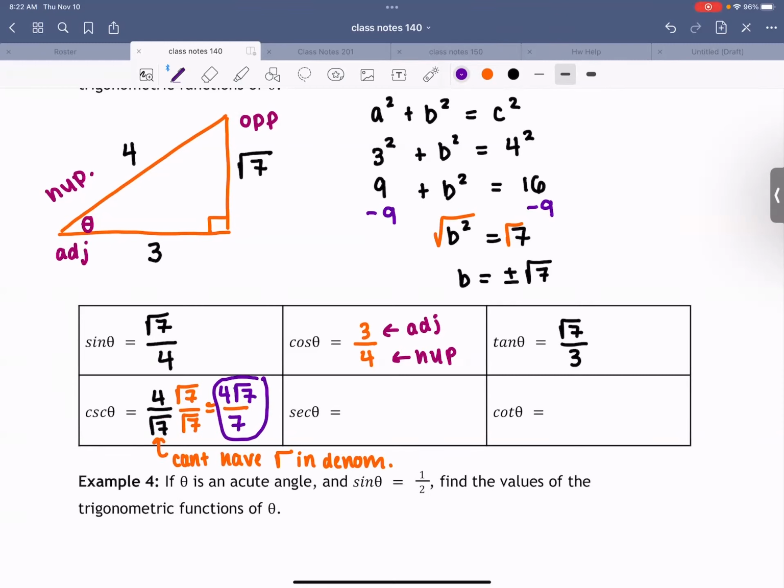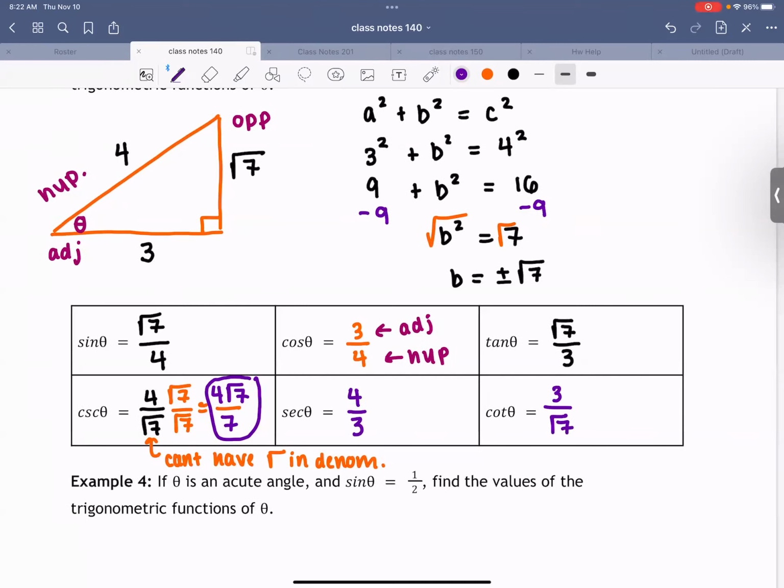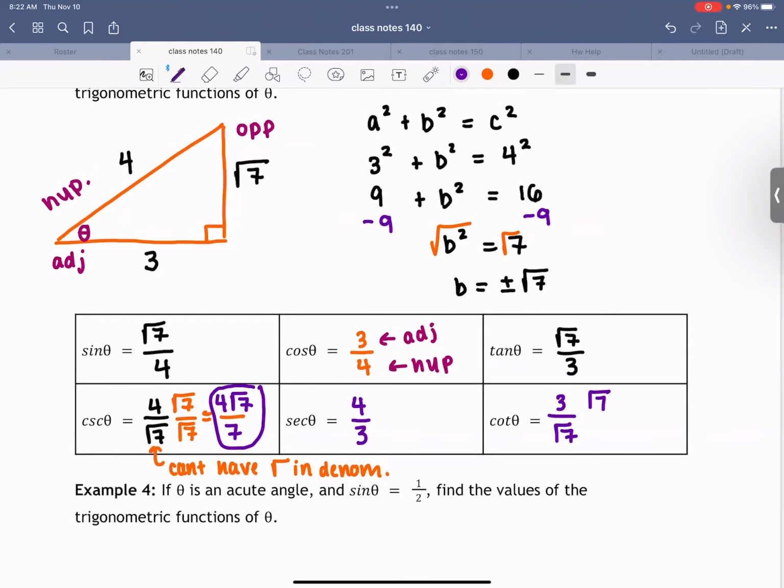All right, the secant is kind of this easy, right? You just flip over the cosine. So this one's easy. It's just 4 over 3, right? And then the cotangent is the same way. We're going to do 3 over the square root of 7. Is that my final answer? No, right? What do we do? Rationalize, which means we multiply by the square root of 7 over the square root of 7 again. Don't cancel anything out because you'll just be left with what you started with again. So we have 3 square roots of 7 over 7, right?